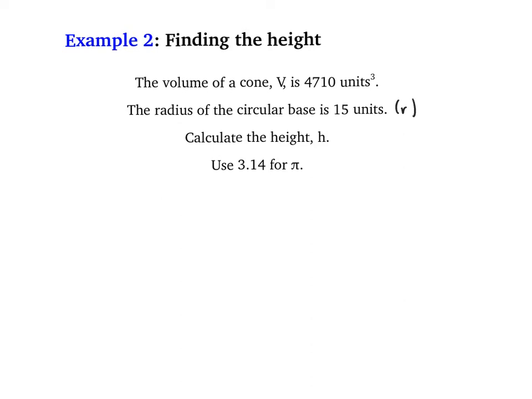Use 3.14 for pi. I'm going to start off the same way I did last time by just writing the formula for myself. If you notice, it doesn't talk about the overall area, it talks about the radius. So I'm going to want to break that down further into pi r squared times h all over 3, since I'm using the radius this time.